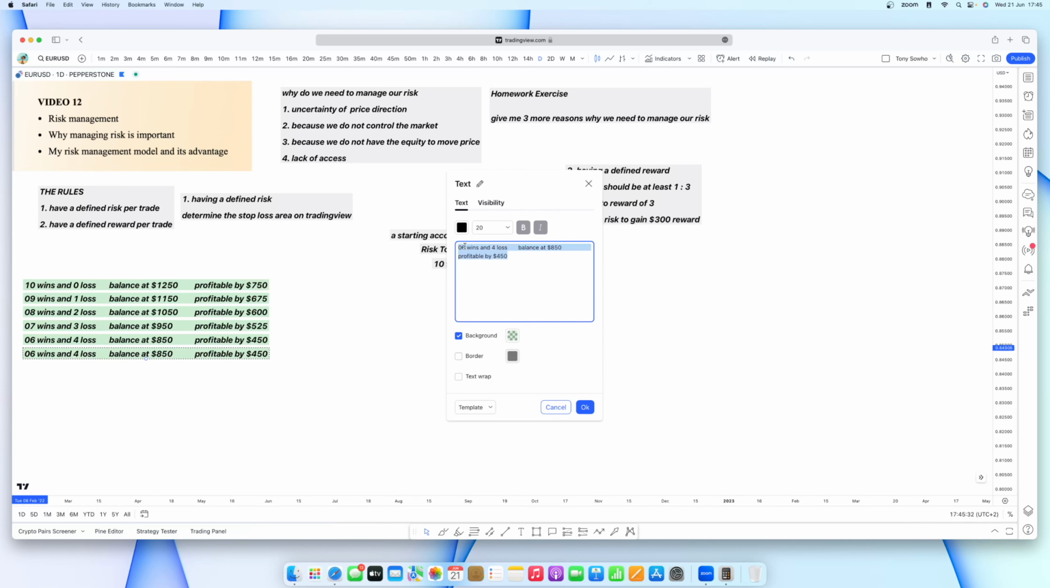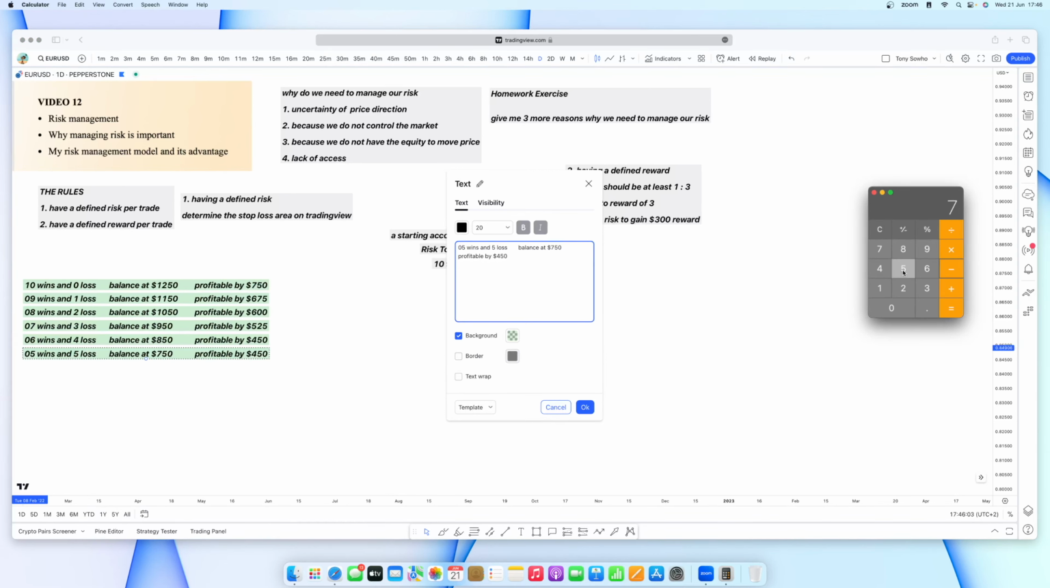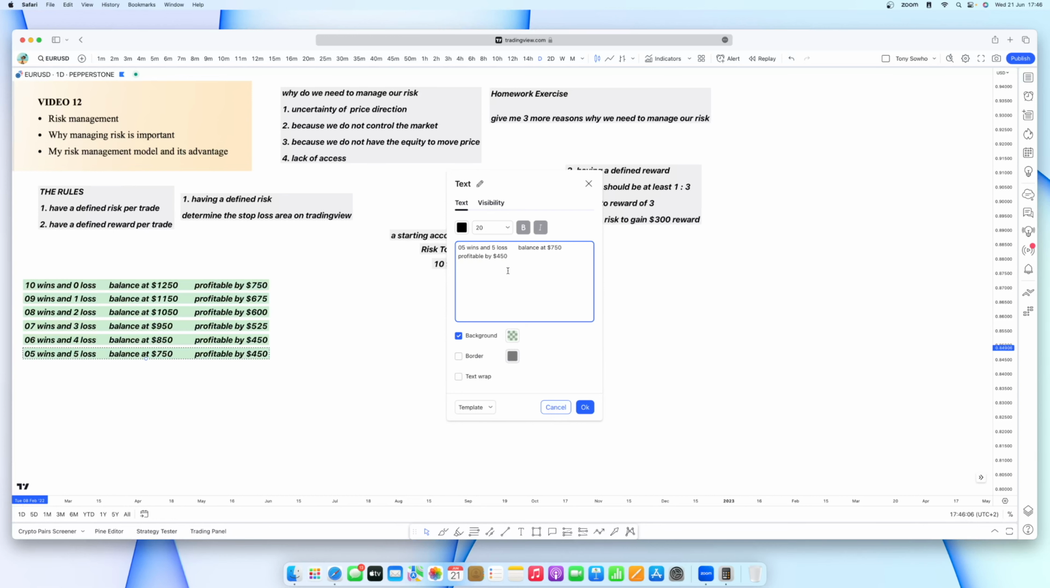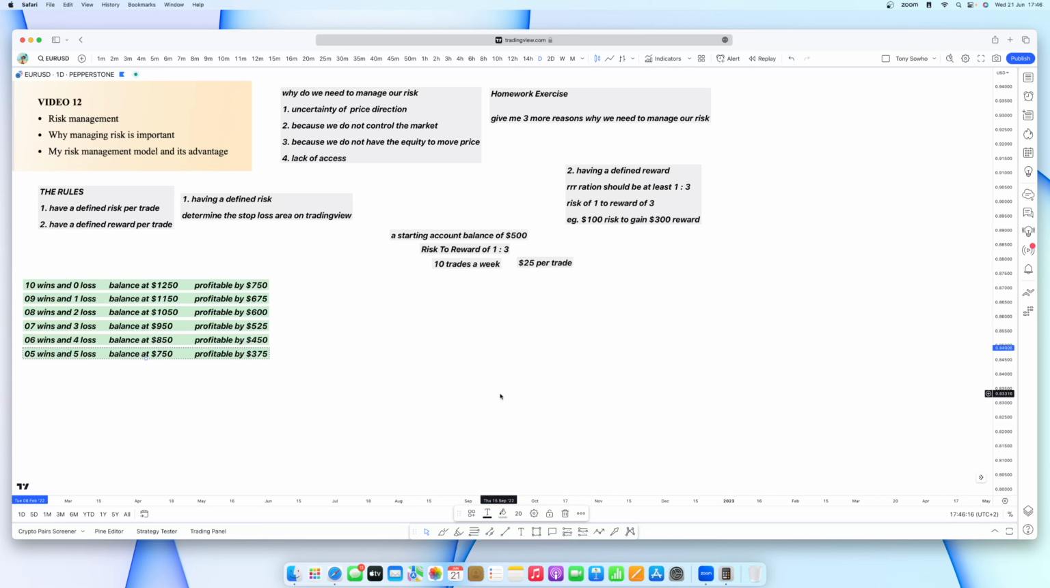Now let's check what happens if you had like break even, like 5 wins and you had 5 losses. 5 wins, 5 losses. What's going to happen? So we remove 100. Okay, we remove 100 from 850. This is going to be down to 750, right? And then we remove 75 again from 450 minus 75. 375. So you're going to be profitable at the end of that week with $375. Okay, you see it now? $375.